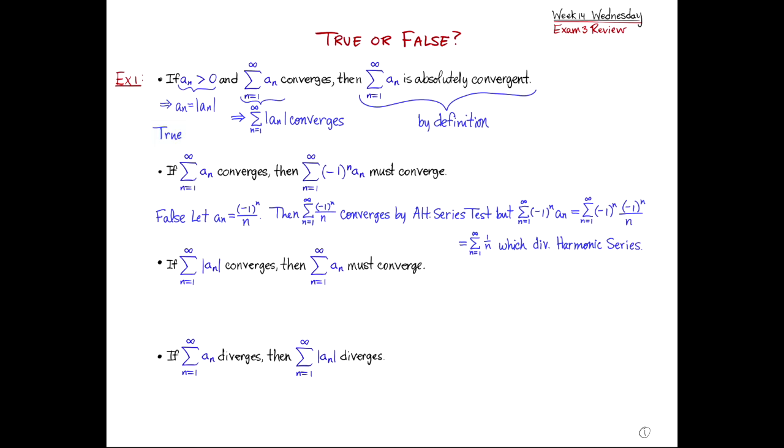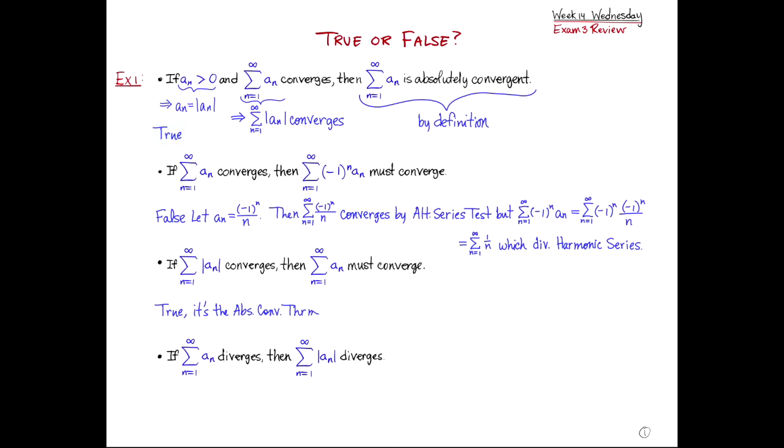In the next one, we have the sum from n equals 1 to infinity of the absolute value of a sub n. If this converges, then the sum from n equals 1 to infinity of a sub n must converge. This is true because it's the absolute convergence theorem.